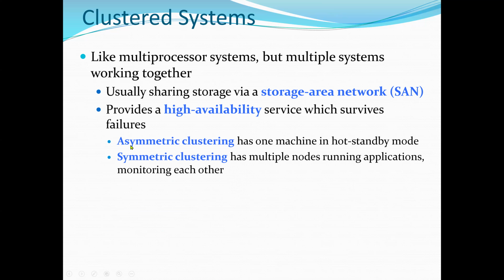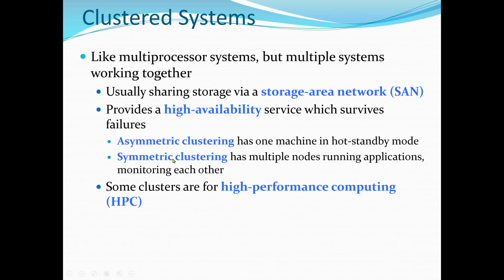Likewise, like multiprocessing, cluster systems also have asymmetric and symmetric types. The asymmetric clustering has one machine in hot standby mode, so one machine is working, but there is always a standby machine. With symmetric clustering, there are multiple nodes running applications and monitoring each other. The most common one is symmetric clustering. And some clusters are normally used for high performance computing.